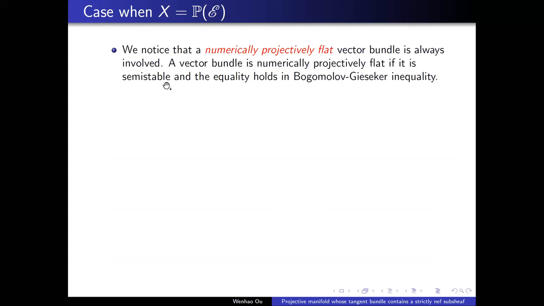with respect to any ample divisor, for example, and equality holds in the Bogomolov-Kiesek inequality. So this is the definition of a numerically projectively flat vector bundle. I'm not going to go into detail of these bundles here, at least for now. I know that the first Chern class, or the determinant of this vector bundle, is numerically trivial, so then a numerically projectively flat vector bundle is, sorry, numerically flat. So it generalizes the definition of numerically flat, but you allow a non-trivial first Chern class.